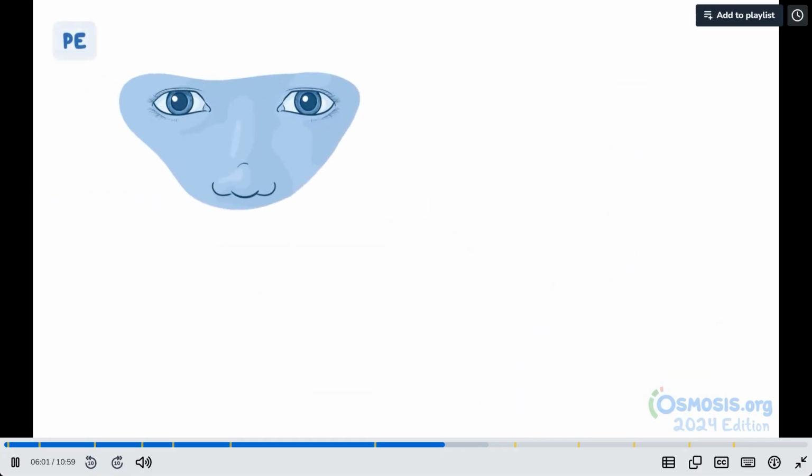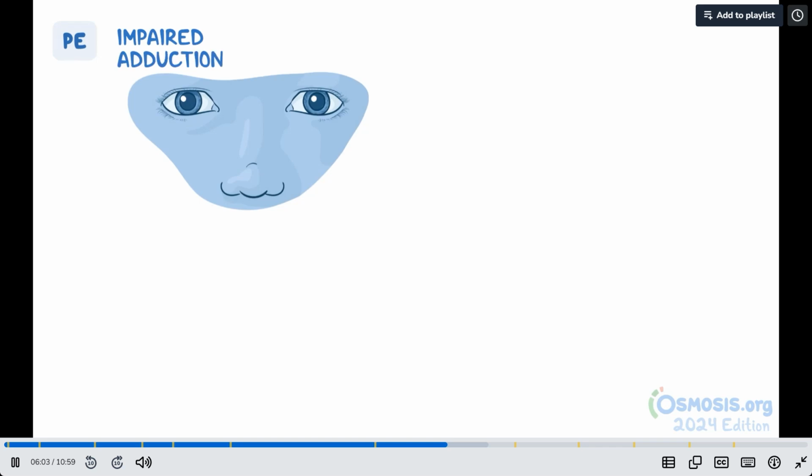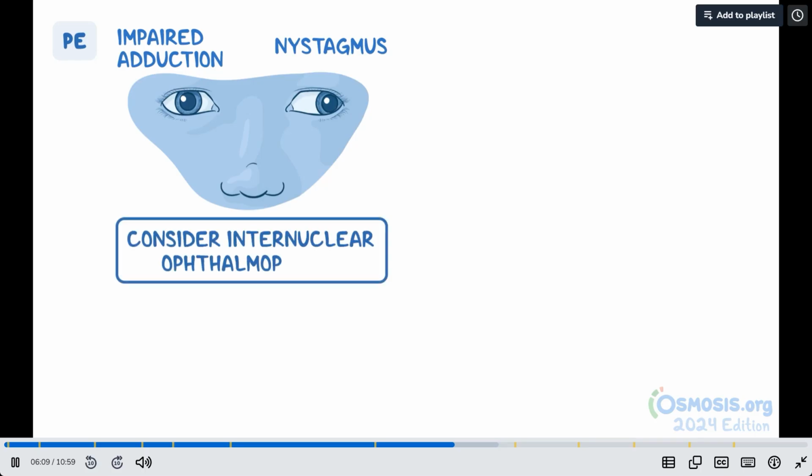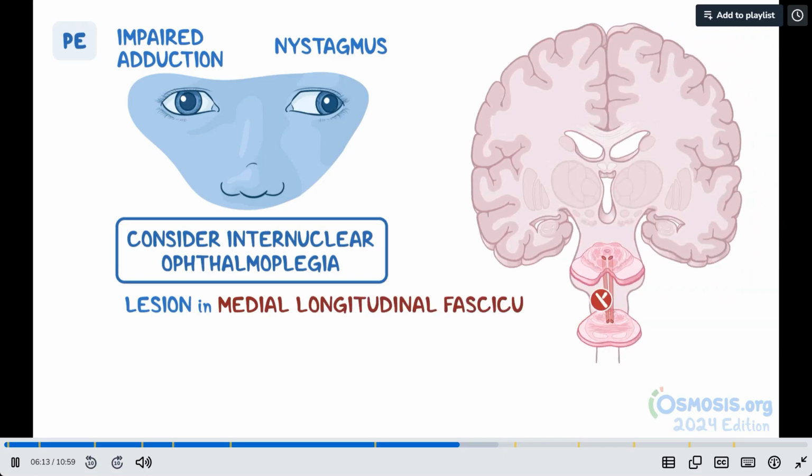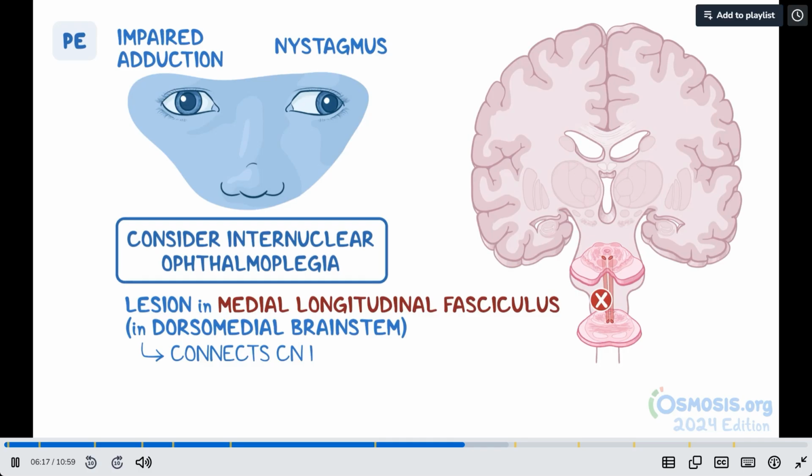All right, if the physical exam shows impaired adduction in one eye and nystagmus of the contralateral abducting eye during lateral gaze, consider internuclear ophthalmoplegia. This is due to a lesion in the medial longitudinal fasciculus, which is in the dorsomedial brainstem and connects cranial nerves 3 and 6 on opposite sides to coordinate gaze.